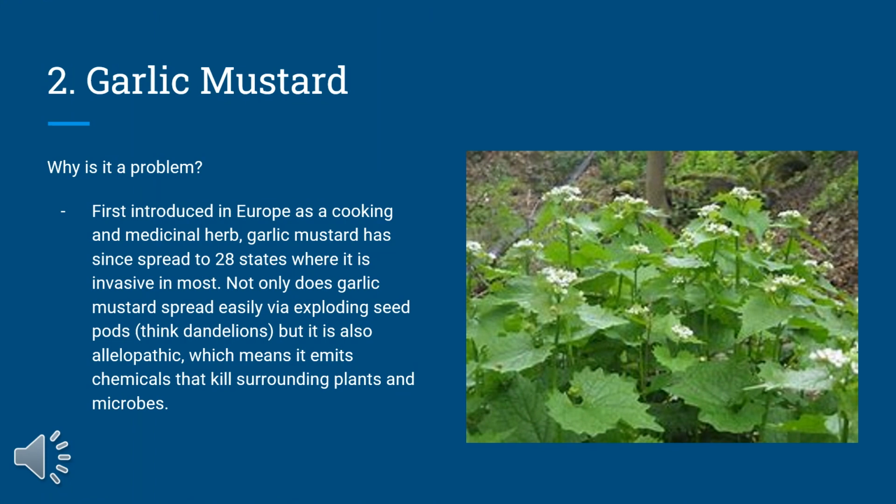Number 2. Garlic mustard. Why is it a problem? First introduced in Europe as a cooking and medicinal herb, garlic mustard has since spread to 28 states, where it is invasive in most. Not only does garlic mustard spread easily via exploding seed pods, think dandelion, but it is also allelopathic, which means it emits chemicals that kill surrounding plants and microbes.